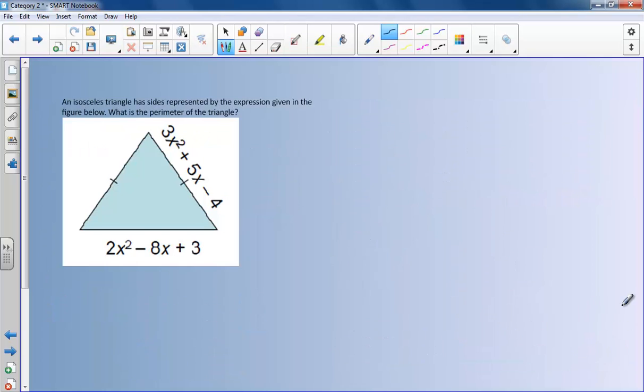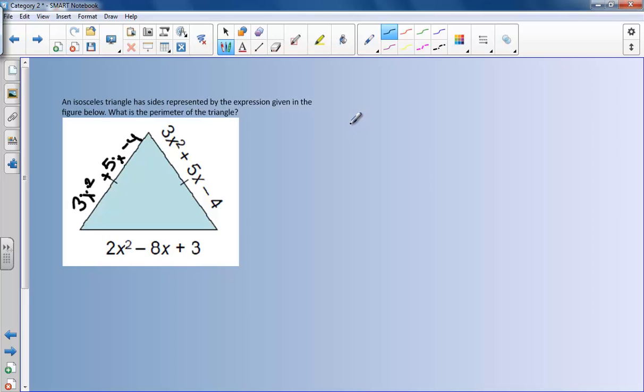Okay, so how these appear in word problems. This one is really pretty simple. You have an isosceles triangle, sides represented by these expressions, and I want to know the perimeter of the triangle. So perimeter, of course, is adding the three sides together. And so since it's isosceles, whatever this side is the same over here. So this is also 3x squared plus 5x minus 4. And we're just going to add those up.